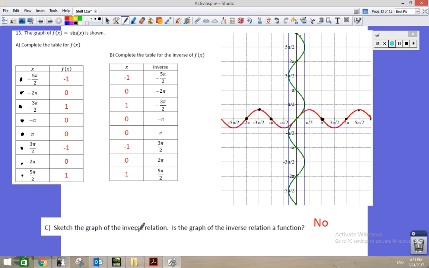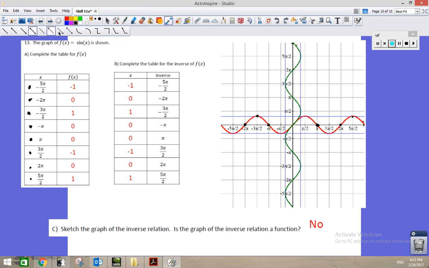See, it says sketch the graph of the inverse. We did that in green by using this table here in B, but is it an inverse? No, because it fails the vertical line test. I can draw a vertical line that intersects this graph more than once. It intersects that graph infinitely many times. So there's no way that that relation's a function.